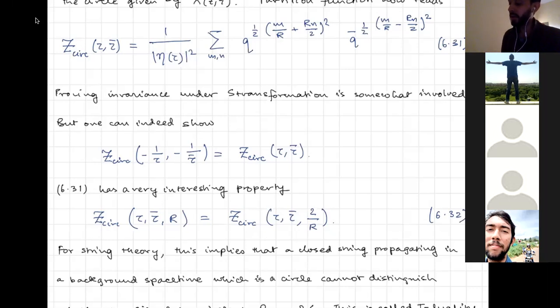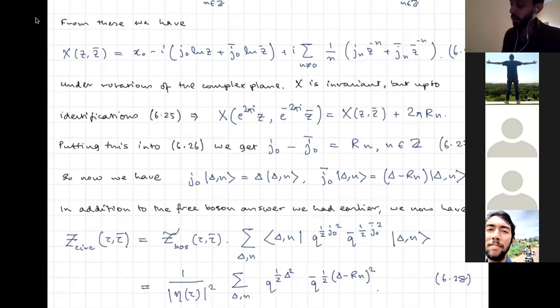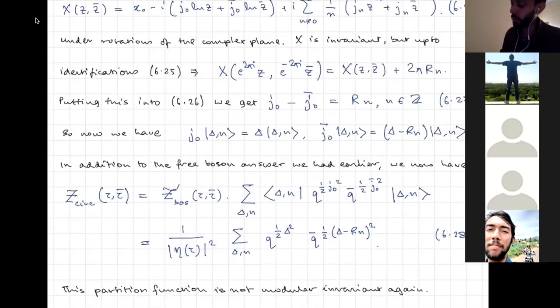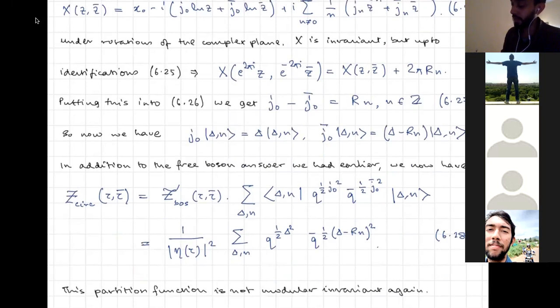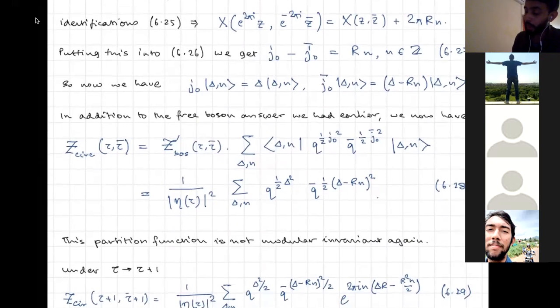When we moved on to a circle, we needed to keep track of the fact that J naught and J naught bar act on these states in a way which is not the same, and there is this r times n which also appears when we're looking at J naught bar. That essentially means that when we write down the partition function, there is going to be this extra piece here, and we found that this is not invariant under tau going to tau plus 1.